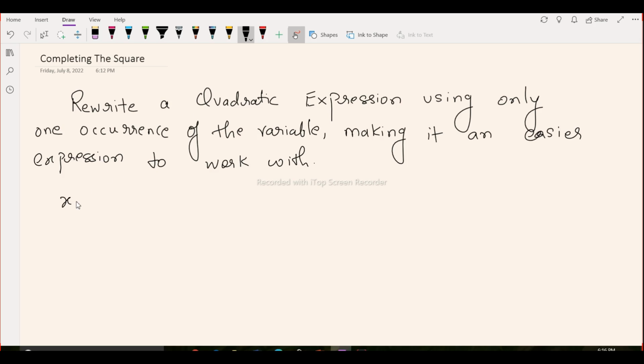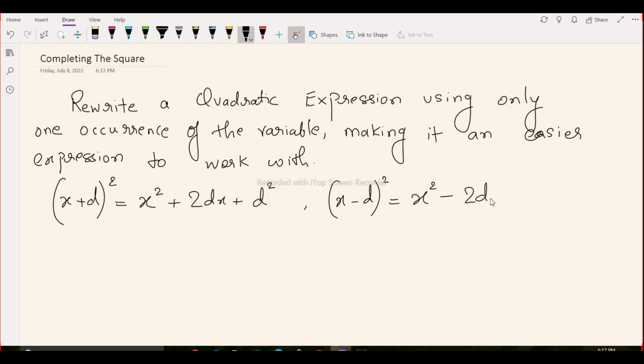So we are all aware, if you have an expression like x plus d the whole square, we'll open the brackets and write this as x square plus 2dx plus d square. And in case you have the expression as x minus d the whole square, you will write this as x square minus 2dx plus d square. So one thing we notice here is that we have plus d square in both the cases. So keeping this in mind, what is the exact method of completing the square?